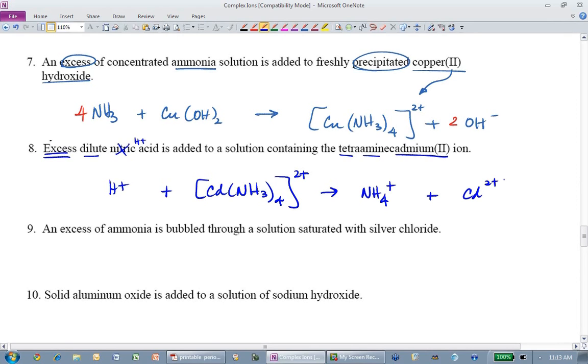So that puts it back into solution. So I'm going to need 4 of these ammonias to make that work. And I'm going to need 4 of these H pluses. So total charge on the left is +6. Total charge on the right is +6. Life is good.